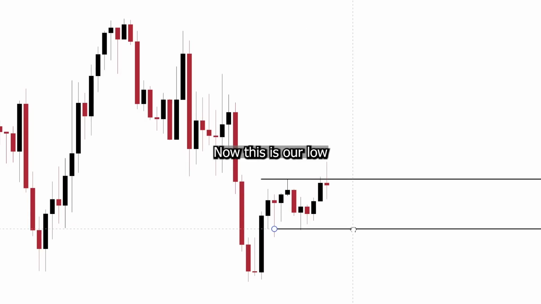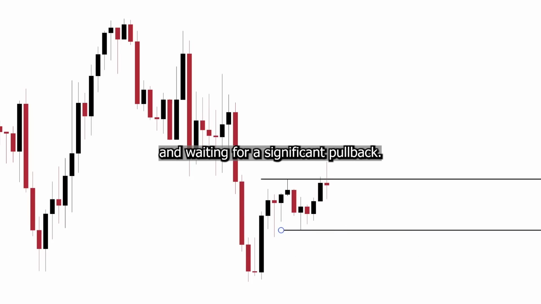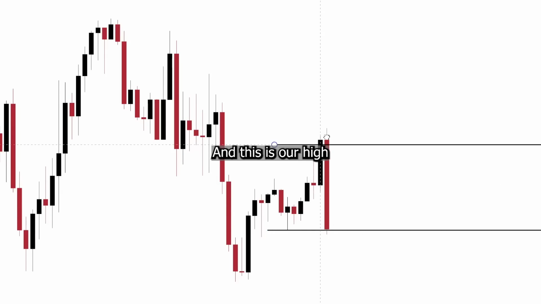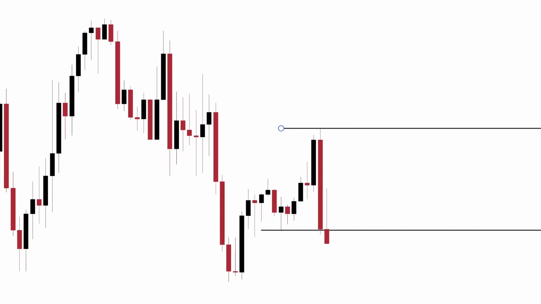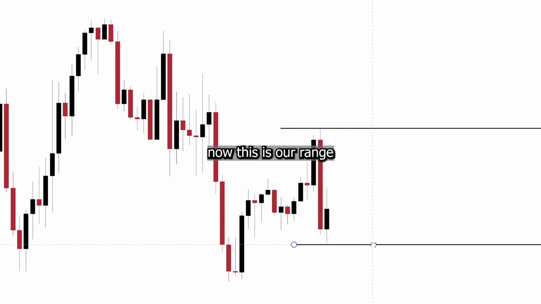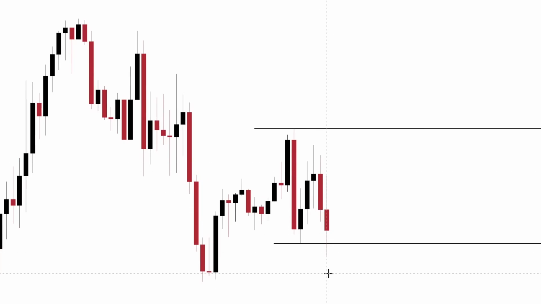Now this is our low. I'm waiting for a significant pullback. And this is our high. Price broke this range and pulled back, so now this is our range. Price rejected from the extreme, and so on, so on. So this is just the basics.